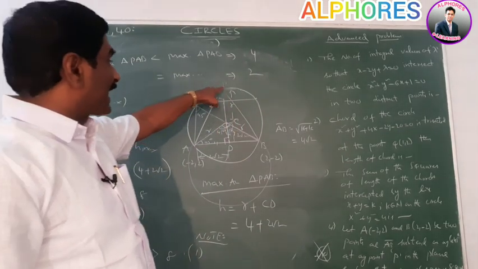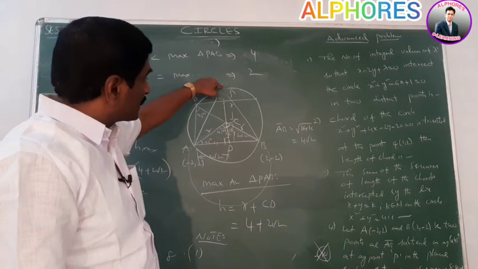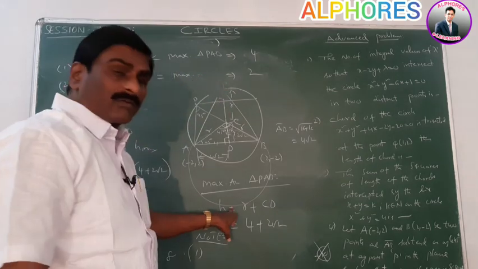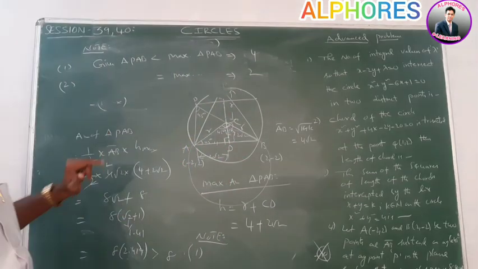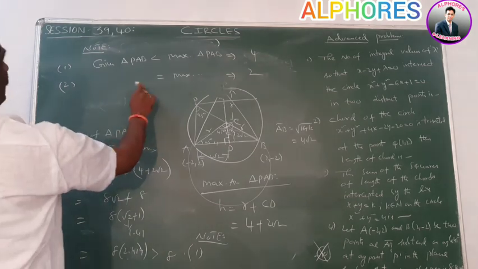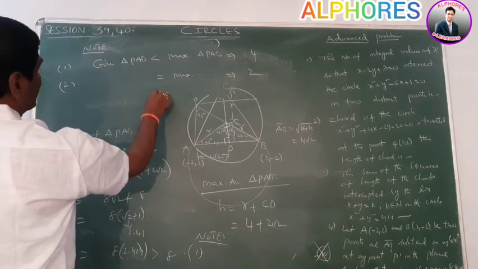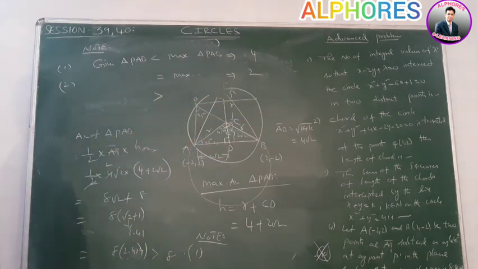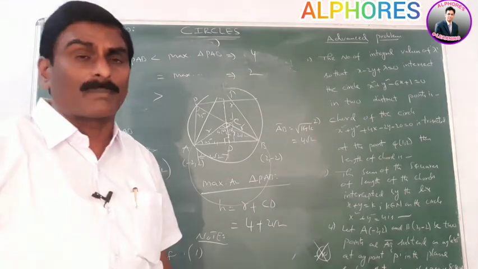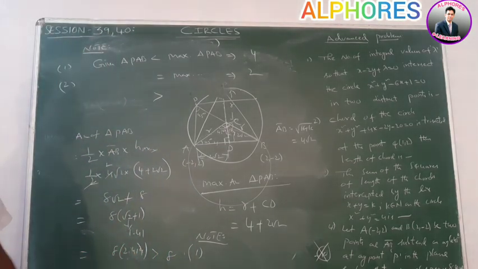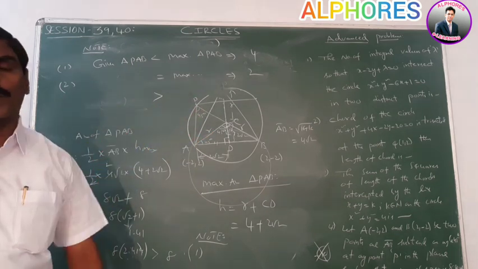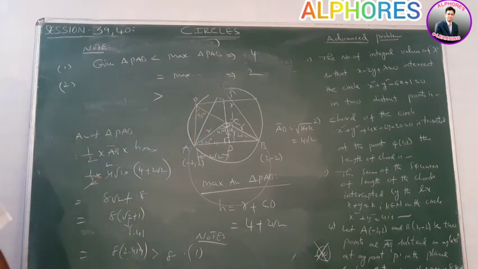These two are obtained at maximum possibility. In this circle we get 1 point, and in the below circle we get 1 point. That means 2. Next, if the given area of triangle PAB is greater than the maximum area, the number of possible values of P is 0. By using this property, we find the number of possible values of P. Very, very important.